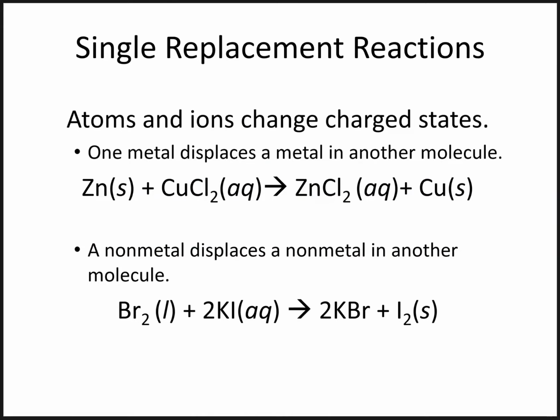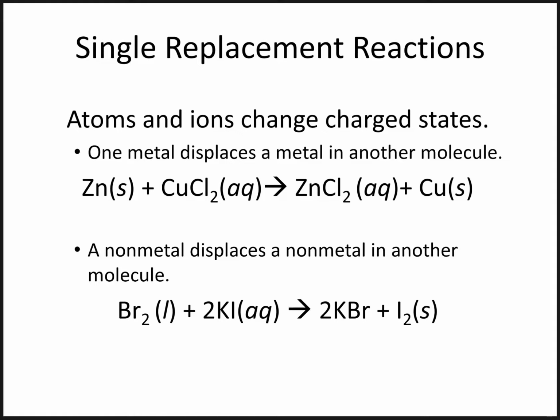Single replacement reactions just involve one element replacing another in a reaction. So in the top reaction there, we have zinc metal plus copper chloride solution producing zinc chloride. So what's happened is the zinc has come in and replaced the copper, and the copper is just left and has formed solid copper. So metals will replace metals in single replacement reactions, and nonmetals will replace nonmetals in single replacement reactions. So be careful. Always replace a metal with a metal or a nonmetal with a nonmetal.